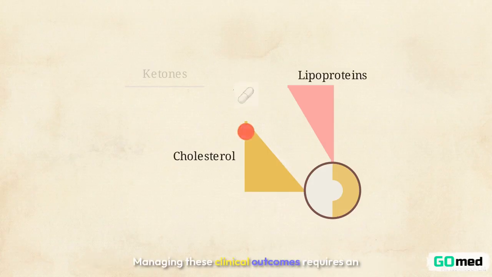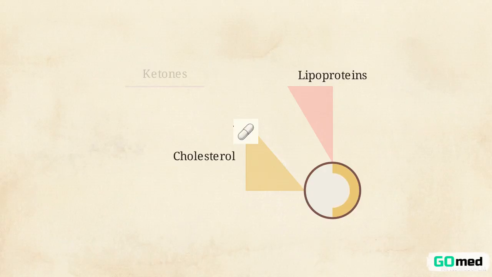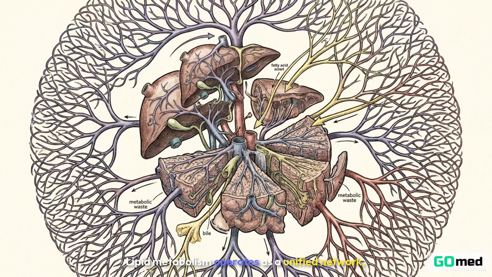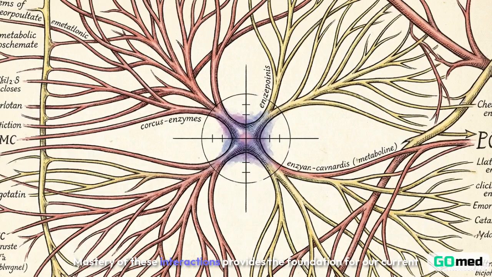Managing these clinical outcomes requires an understanding of these specific enzymatic choke points. Lipid metabolism operates as a unified network, where the liver continuously recalibrates pathways in response to energy availability. Mastery of these interactions provides the foundation for our current and future interventions against metabolic disease.